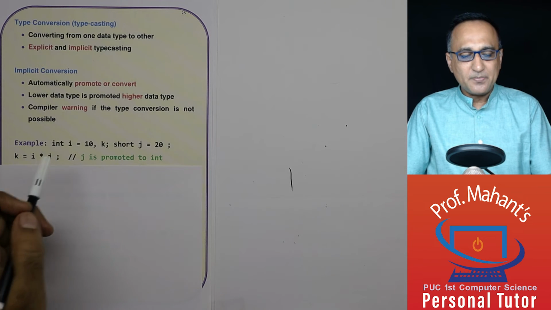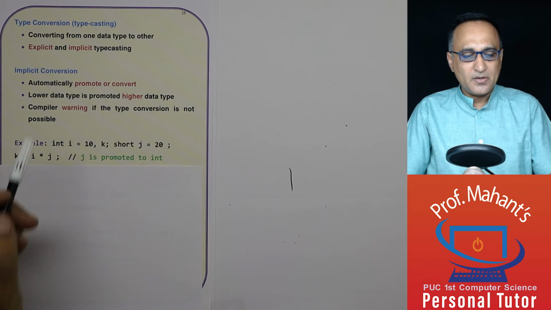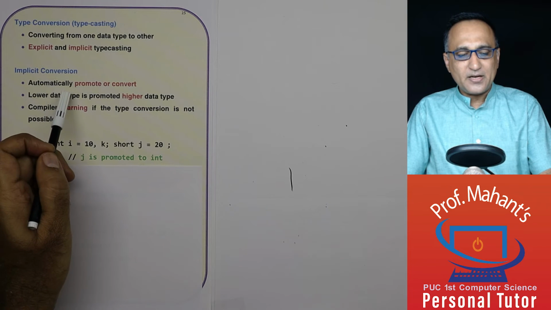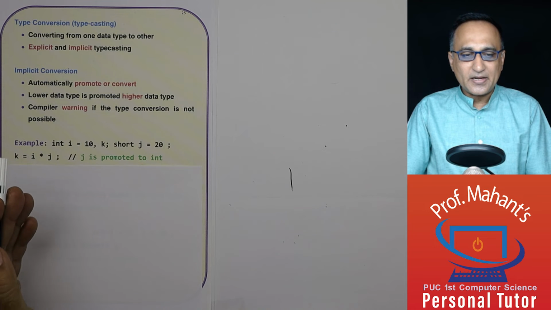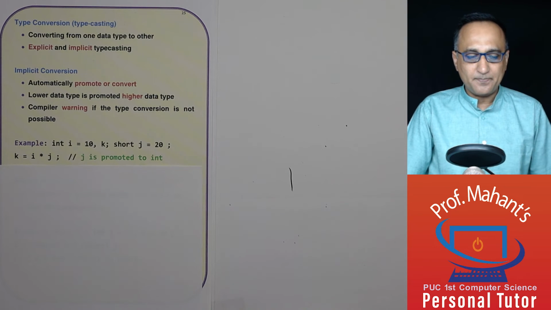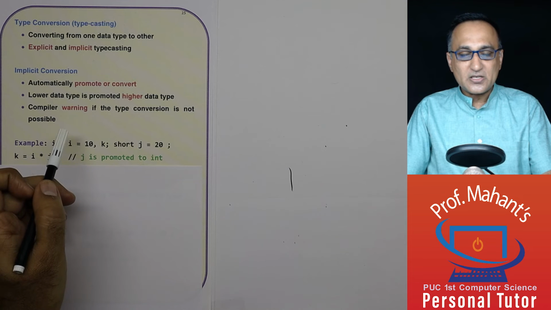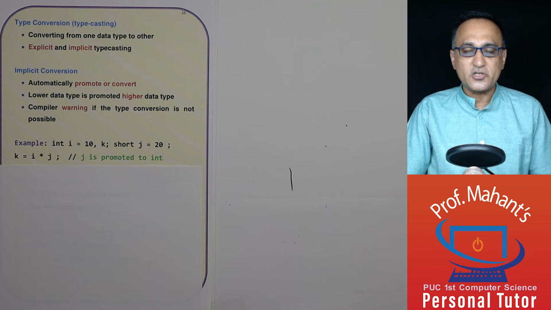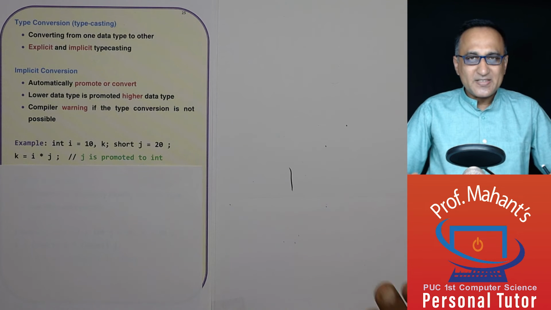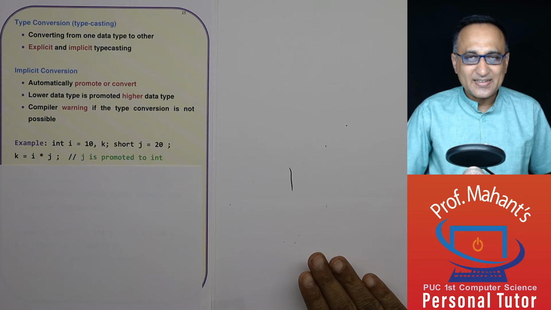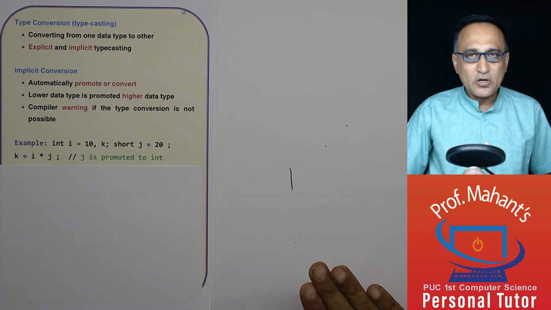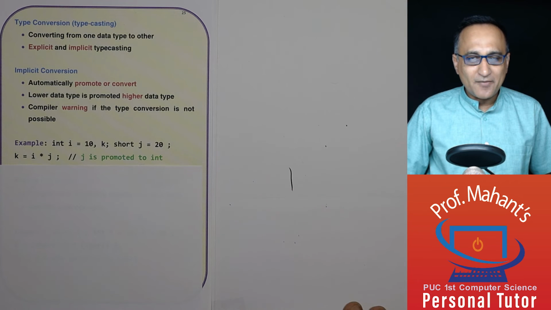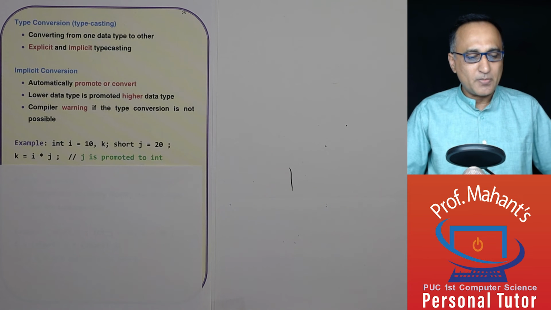So a lower data type is promoted to a higher data type. So implicit conversion means the compiler promotes or converts a lower data type automatically to a higher data type. You need to be careful. If there is a possibility of not being able to convert, the compiler will issue a warning when the conversion is not possible. So think of this as a pyramid. Lowest is character, little more capacity is a short int, then you have int, then you have long, float, and double. So if you have to multiply int with double, integer is promoted to double implicitly or automatically by the compiler.